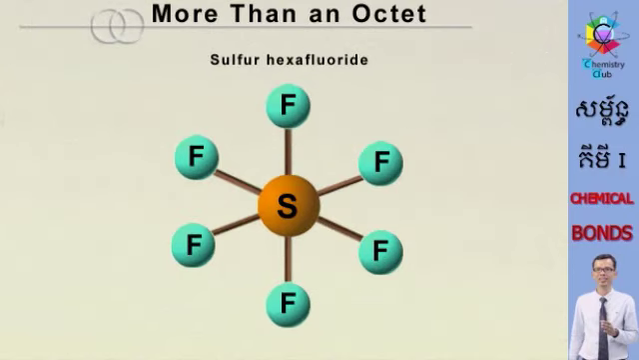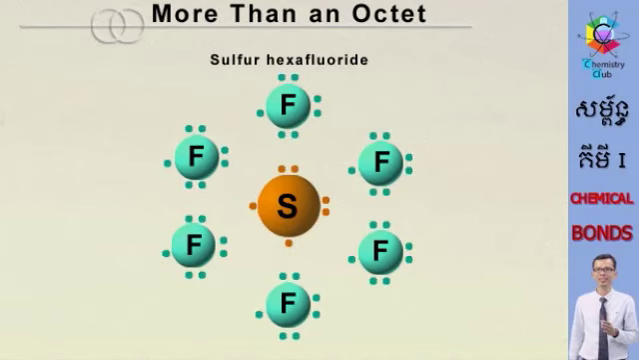Atoms such as sulfur and phosphorus sometimes form bonds that result in more than an octet of electrons in their valence shell. To demonstrate this, look at a sulfur hexafluoride molecule, SF6. Each fluorine atom has 7 electrons in the valence shell, and sulfur has 6 electrons in its valence shell. Therefore, 48 electrons need to be accommodated within the molecule.